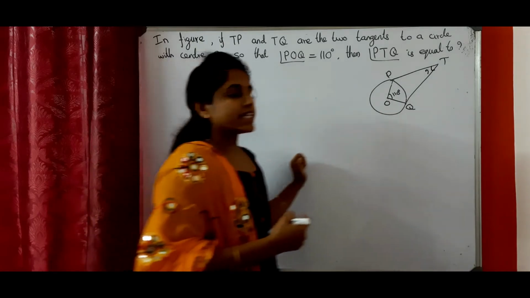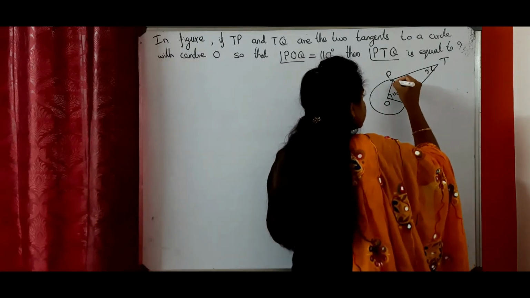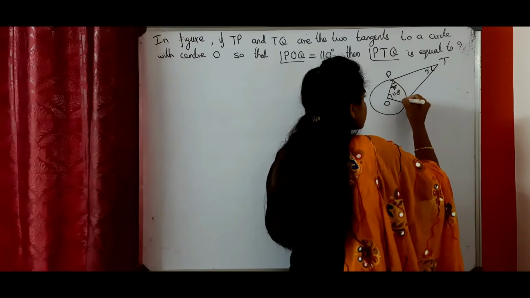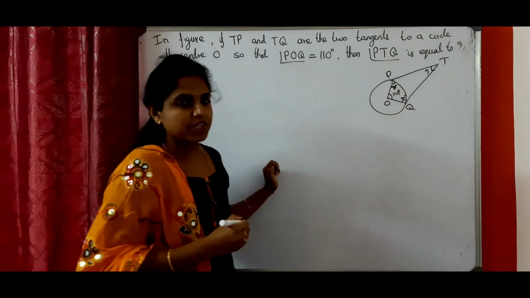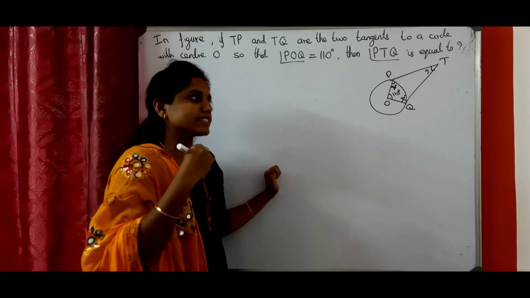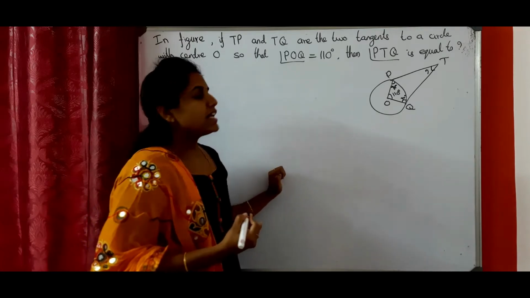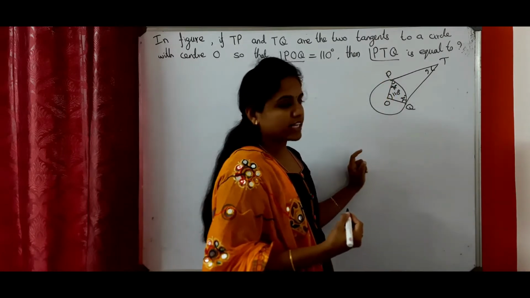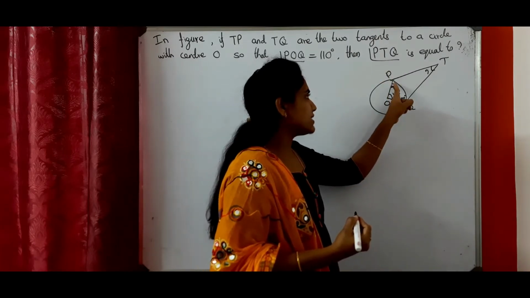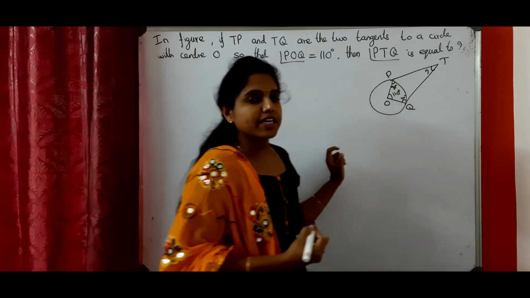So using theorem 1, we know here the angle is 90 degrees and also here the angle is 90 degrees. Why are these two angles 90 degrees? Using theorem 1: the tangent of a circle is perpendicular to the radius through the point of contact. Perpendicular means here the angle is 90 degrees. These two angles are 90 degrees.